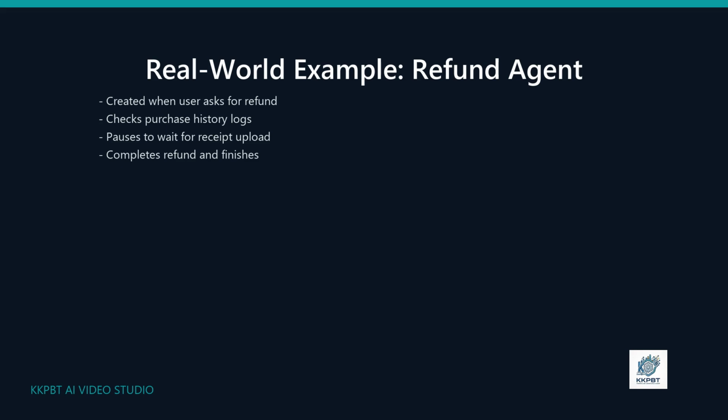Let's look at a real-world example. Imagine an e-commerce refund agent. It initializes when a customer asks for a refund. It enters active execution to check purchase logs, then pauses to wait for the customer to upload a receipt. Once verified, it processes the refund and moves to the final stage.